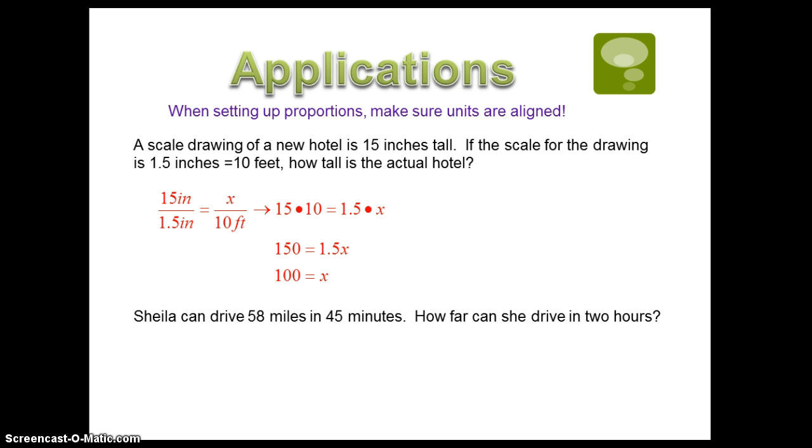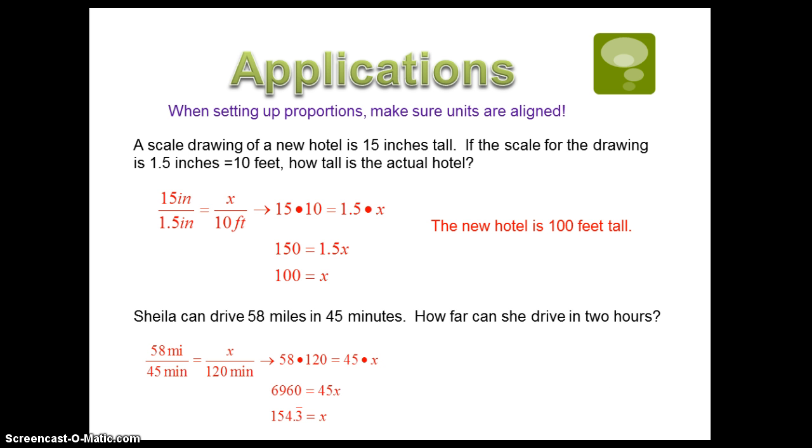Using cross products to get 15 times 10 equals 1.5x. So 150 equals 1.5x. So x is 100. Meaning the new hotel is 100 feet tall. Last example, Sheila can drive 58 miles in 45 minutes. How far can she drive in 2 hours?